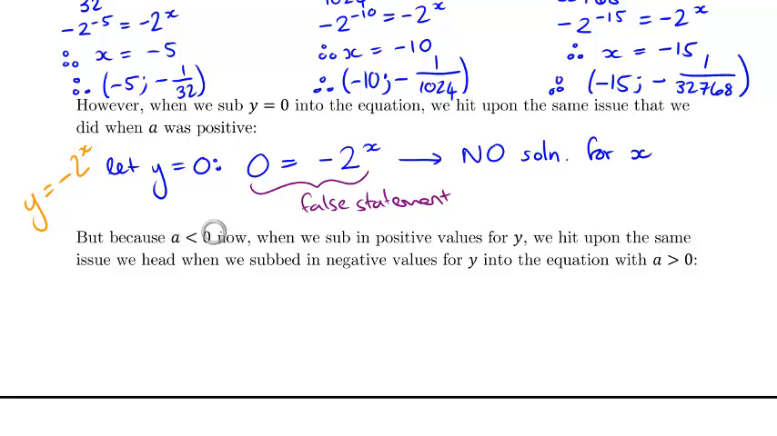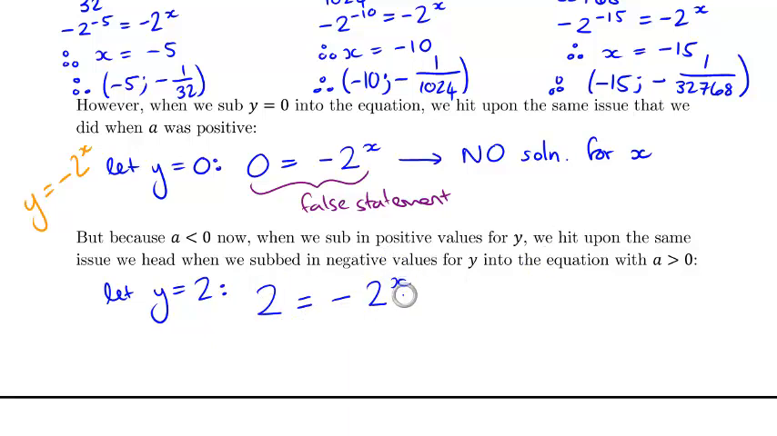Because a is less than 0 now, remember a is minus 1, when we sub in positive values for y, we hit upon the same issue we had when we subbed in negative values for y into the equation with a is greater than 0. Let me show you what I mean, guys. So if we let y equal positive values now, such as let y equals positive 2, look what we end up with. We end up with 2 is equal to minus 2 to the x over there. Now, this isn't so much a false statement, but it's not possible to get this equation to be true with real values for x. It's not possible, okay?